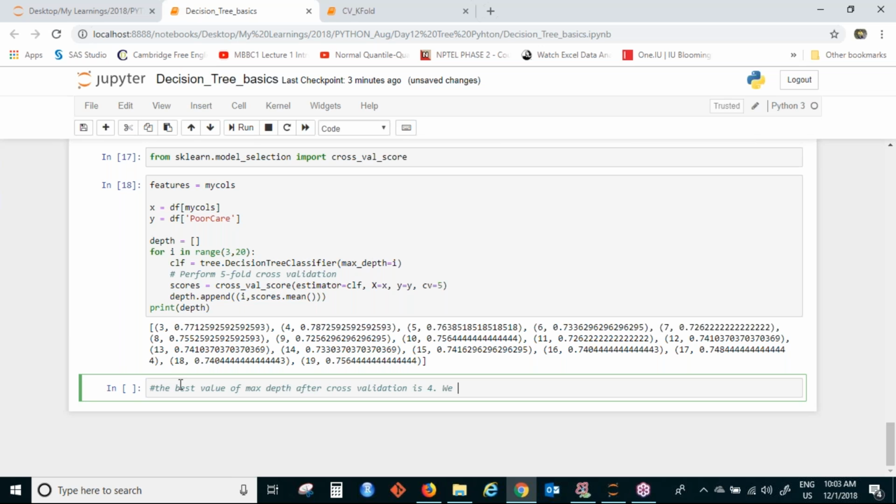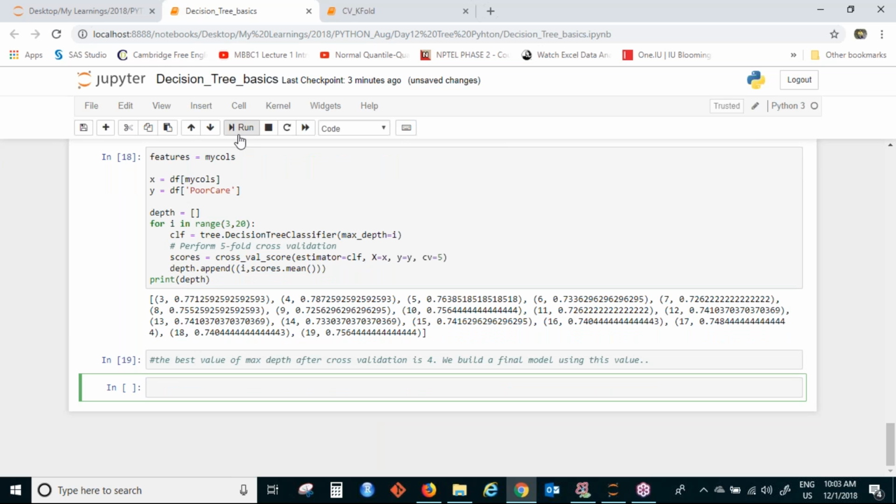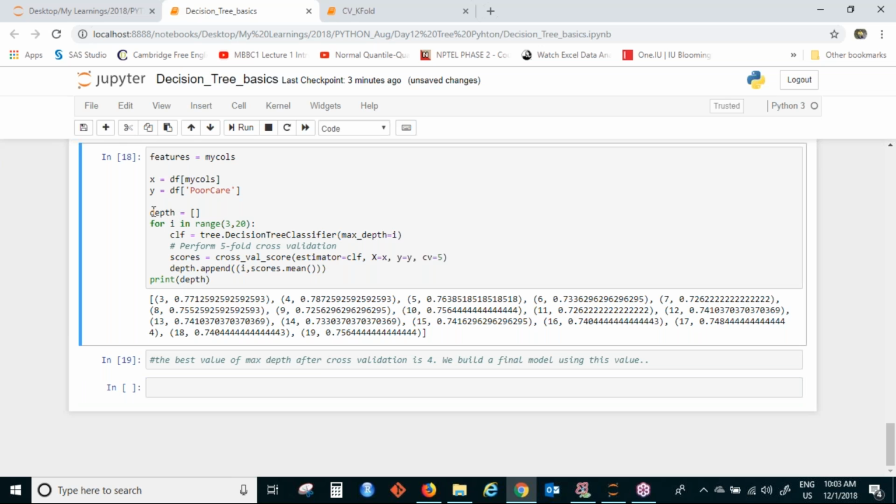Okay, so we build a final model using this value. So this is how cross validation helps you decide what is the best value of max depth. Now if you notice this carefully, we have not given any test data here. So we are not doing any cheating here. We are not looking into the test data and then deciding the best value of any parameter. We are using just the training data. So here the entire data we have taken as training data. We are not using the test data at all.